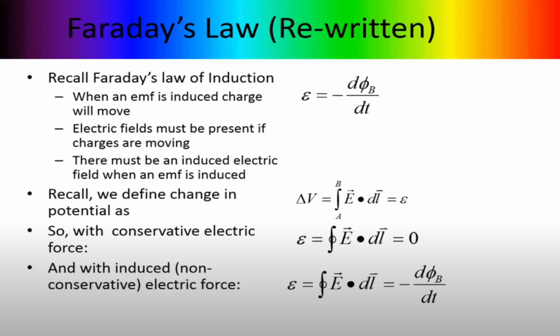But now we look at induced EMF. This induced EMF is not conservative. So E dot dl does not equal 0 on a closed path. Instead, it equals the change in magnetic flux that's causing it.